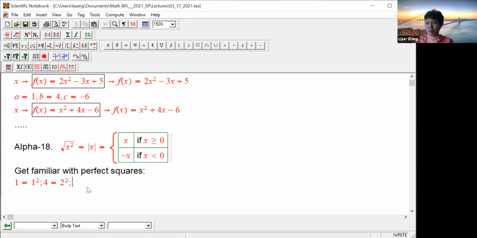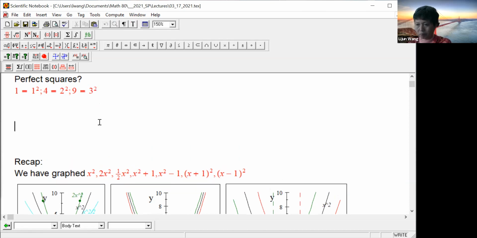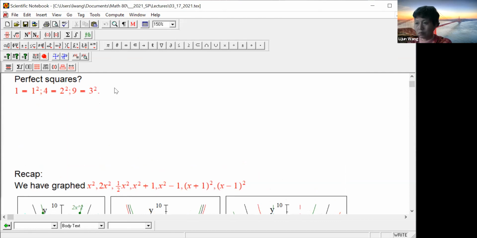Can you guys give me some more examples of perfect squares? Very good job. 9 is a perfect square because it can be written as 3 squared. So this list can go on.